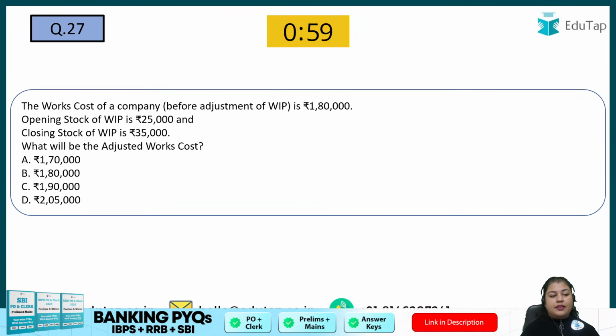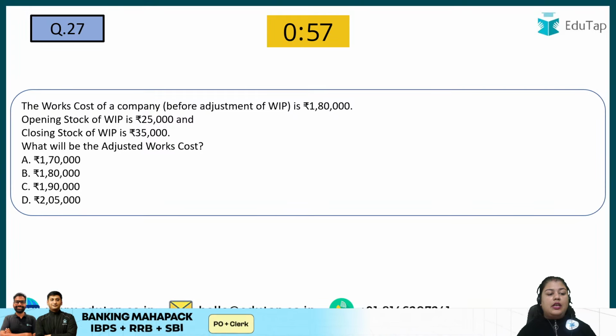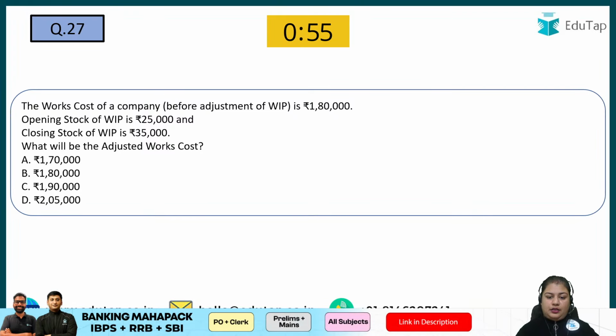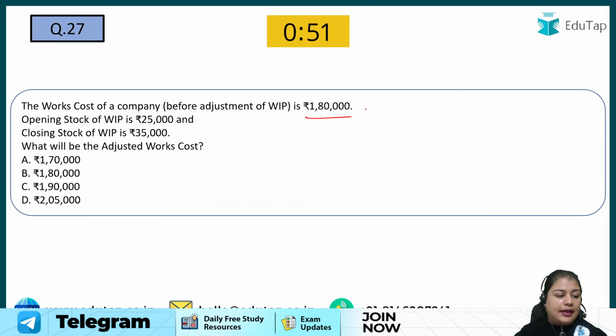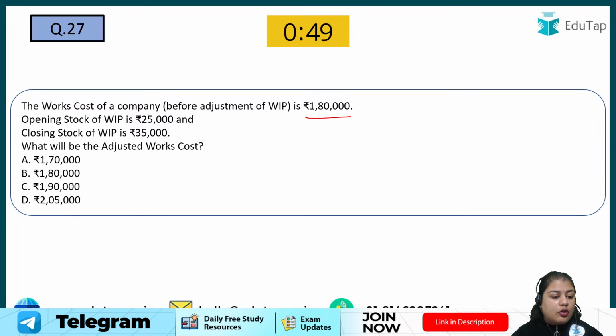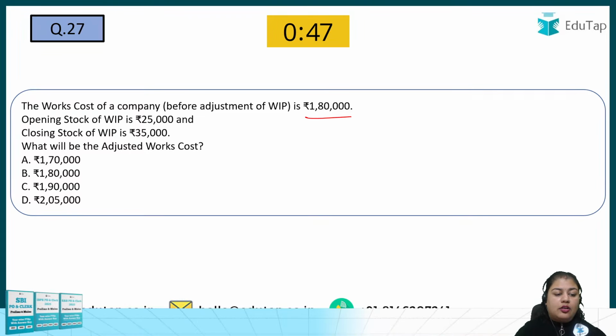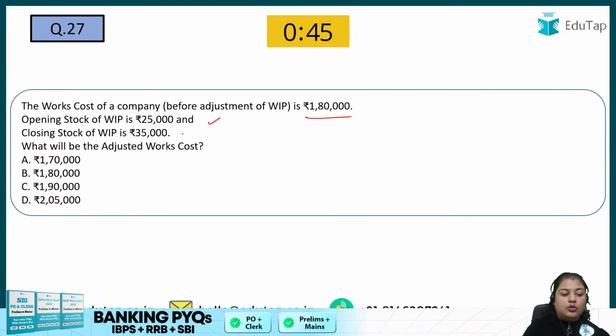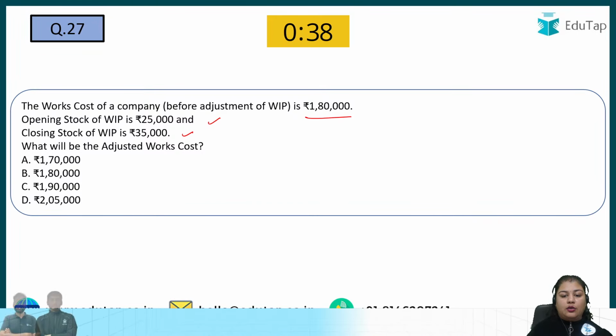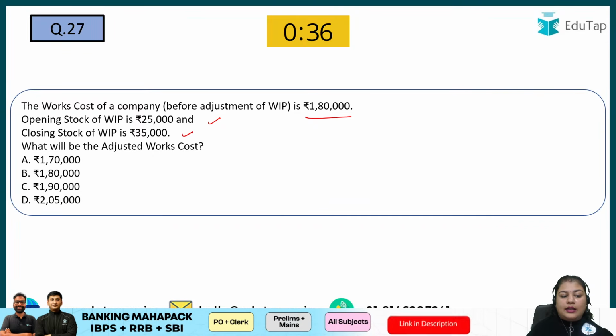Question number 27, again a little numerical based question. The works cost of a company is given 1,80,000. The opening stock of WIP is given 25,000. Closing stock is given 35,000. What will be the adjusted works cost? How will you find out? So it would be how much? 1,80,000.